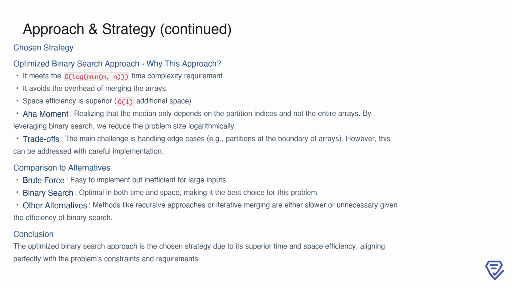The key insight that simplifies this problem is realizing that the median relies only on the partition indices rather than the entire arrays. By leveraging binary search, we can drastically reduce the problem size in each step, making the solution extremely efficient. Of course, there are trade-offs to consider, especially the challenge of handling edge cases, such as when partitions fall at array boundaries. However, with careful implementation, these can be addressed effectively.